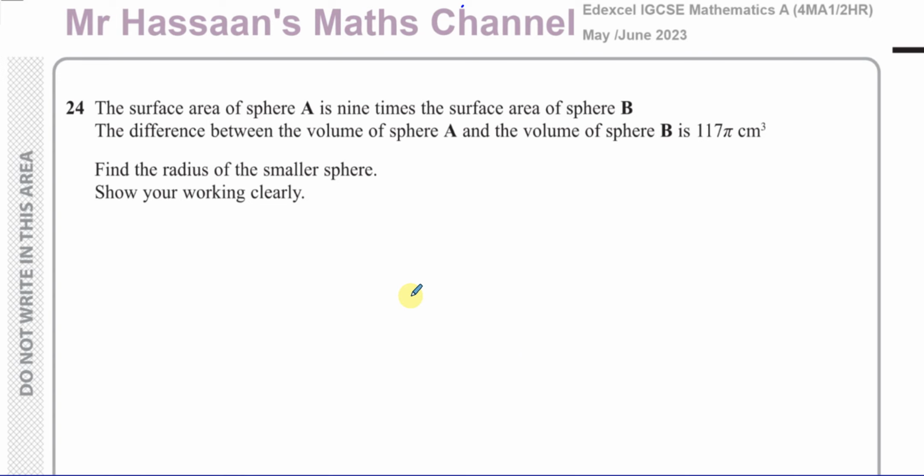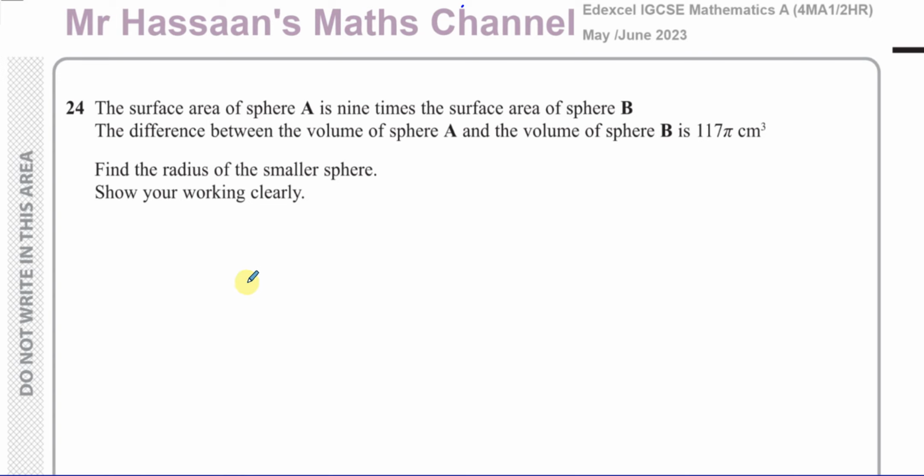And this question here is a question that has been requested for me to answer, and this is about similarity involving areas and volumes, 3D shapes. It says the surface area of sphere A is 9 times the surface area of sphere B. The difference between the volume of sphere A and the volume of sphere B is 117 pi cubic centimeters. Find the radius of the smaller sphere.